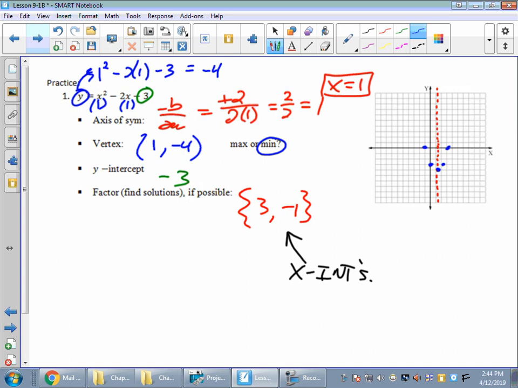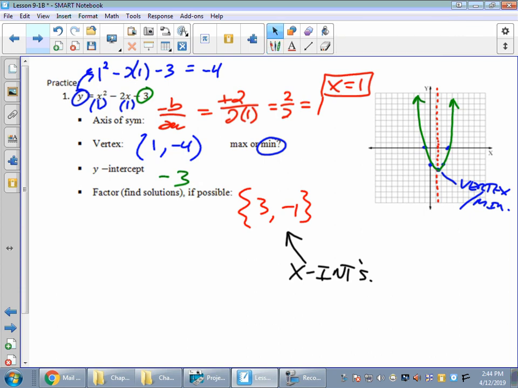So now I have enough points in which I can graph this thing. Okay, I know again this is my vertex, and it's a minimum value. And so now I can connect these dots kind of like so. Just going up this way, and then like that. And try to keep it as symmetric as possible according to our axis of symmetry. So that's one way to graph that one. Let's look at the second practice problem.